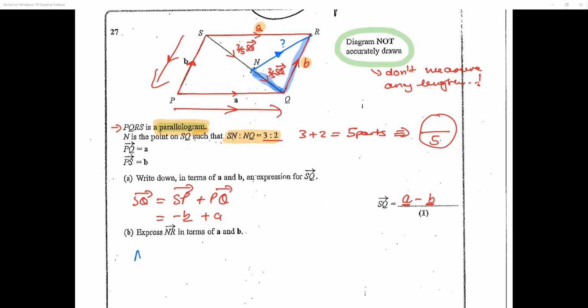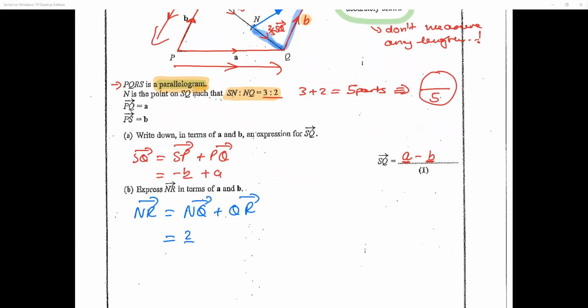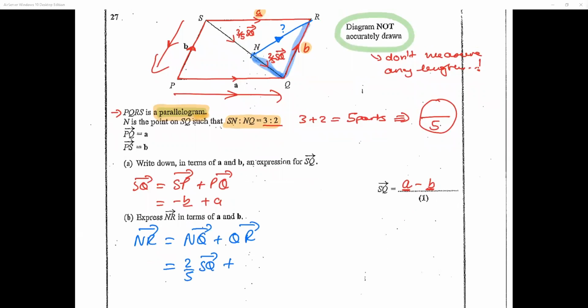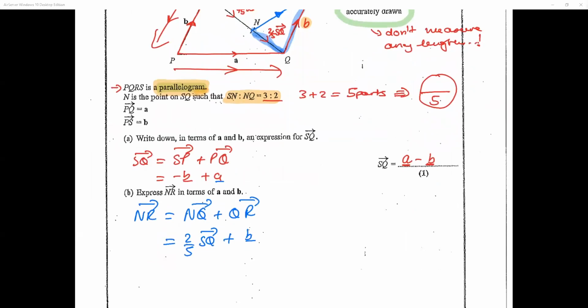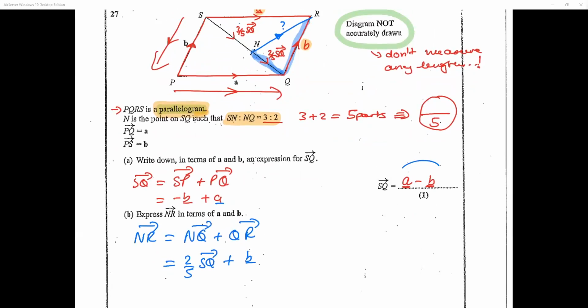So we say N to R is equal to N to Q, first of all, plus Q to R. What is N to Q? 2/5 of SQ. Let's write that down, plus Q to R. Q to R is simply what? b. Simply b. Okay, lovely. Now, S to Q, have we just worked out what it is? a minus b. So you have to expand it.